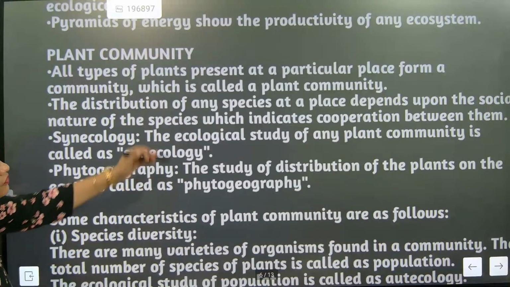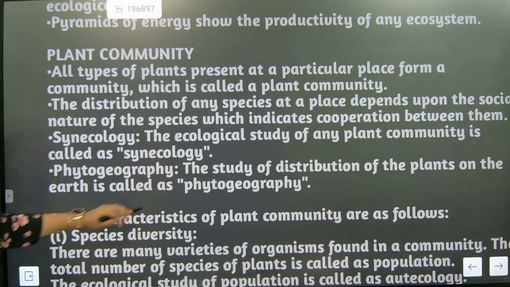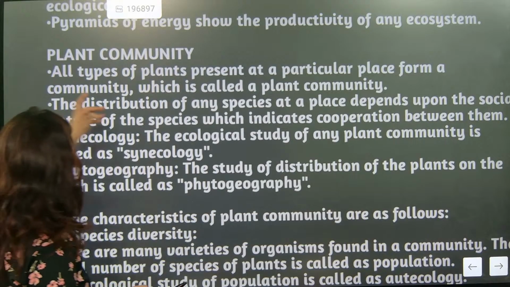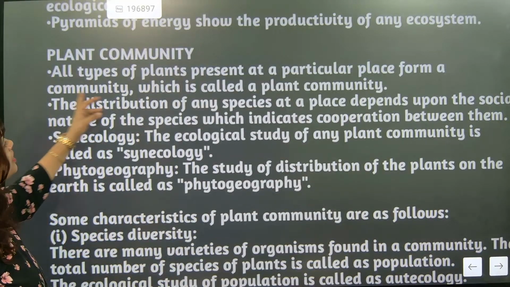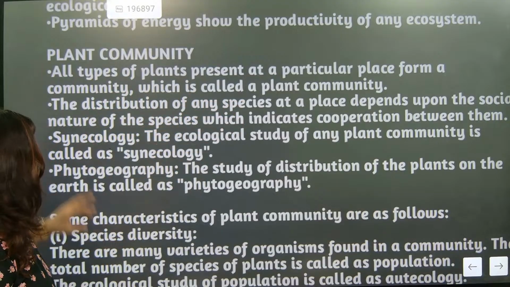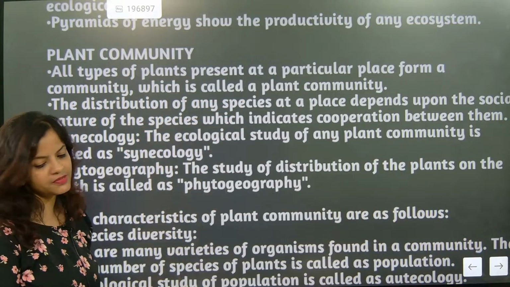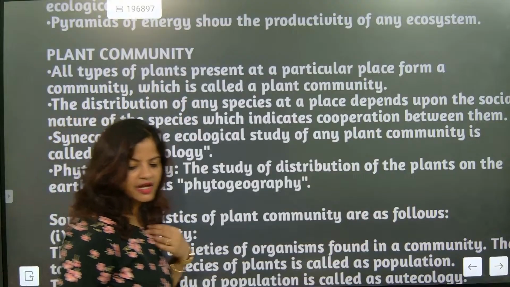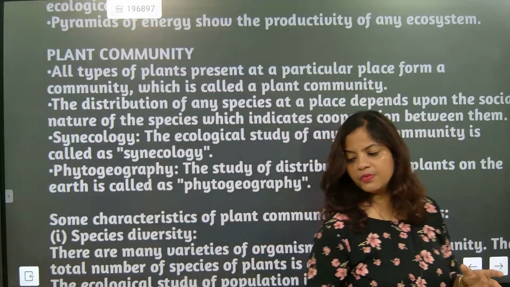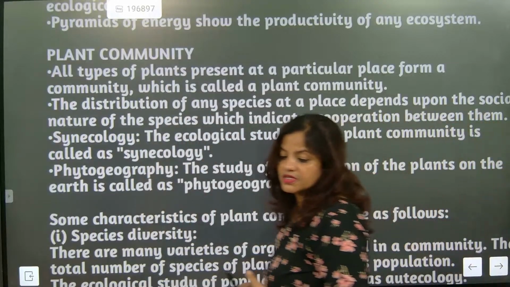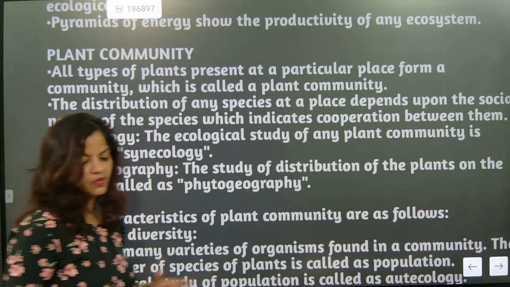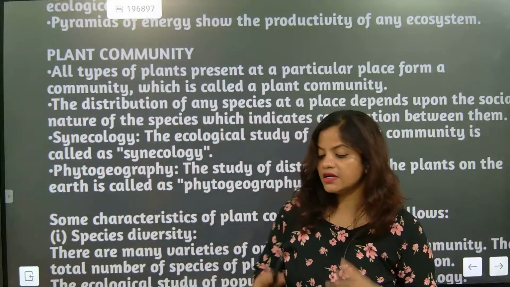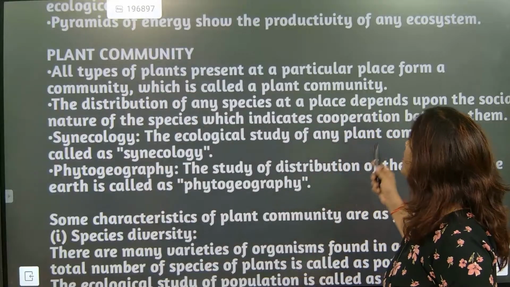Phytogeography, the study of distribution of plants on the earth, is called phytogeography. Note down these names. Now we are going to understand plant community. All types of plants present at a particular place form a community, which is called a plant community. When all types of plants are present in a particular area, it is considered a plant community.